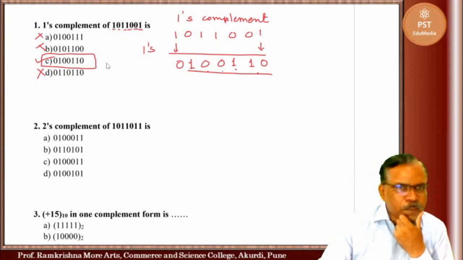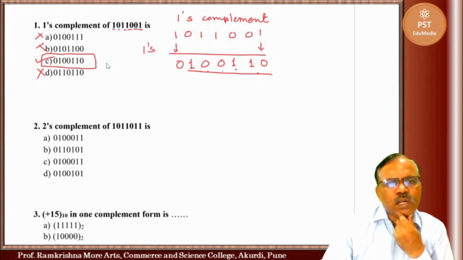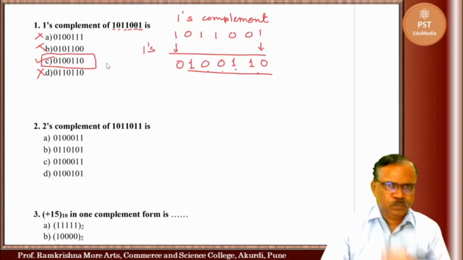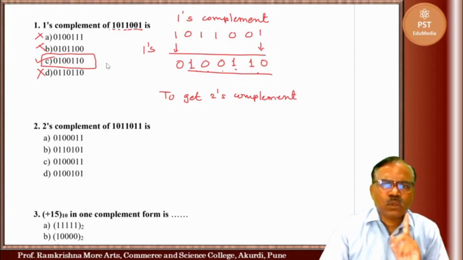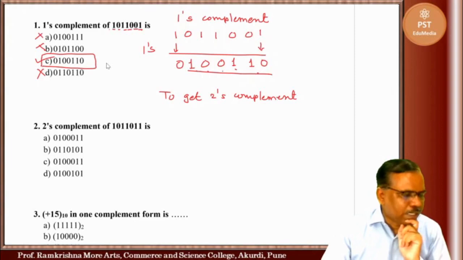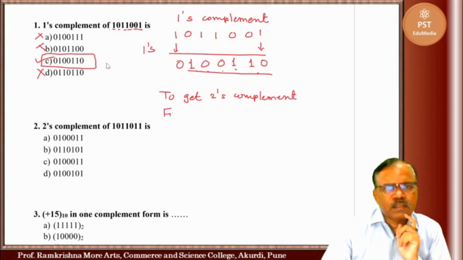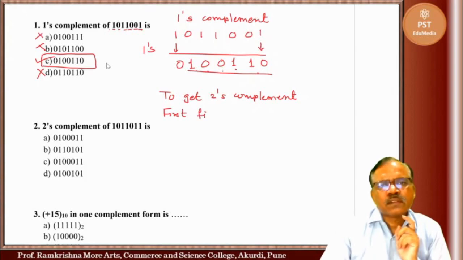Now 2's complement of 1 0 1 1 0 1 1 is? Now to get the 2's complement of a binary number, first find the one's complement, and then add 1 in the LSB.